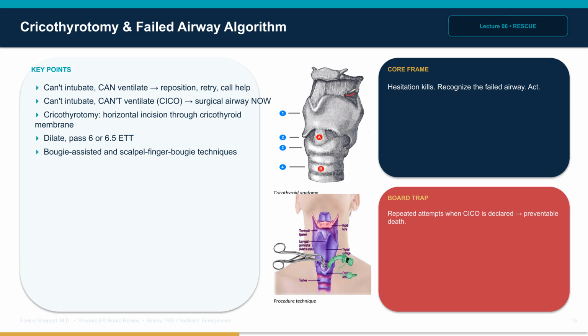A horizontal incision through the cricothyroid membrane, dilate, and pass a 6 or 6.5 endotracheal tube. Bougie-assisted cricothyrotomy and scalpel finger bougie are widely taught techniques. The board concept is that hesitation kills. Recognize the failed airway and act.